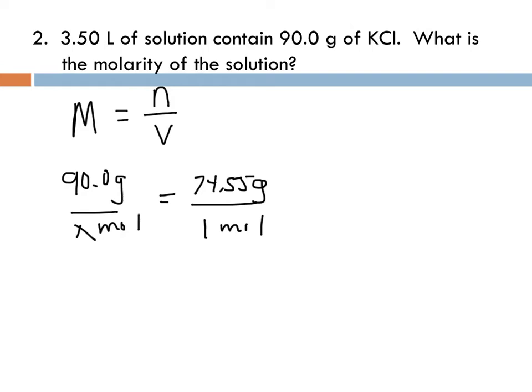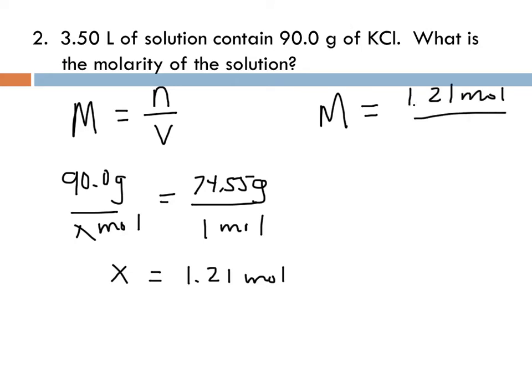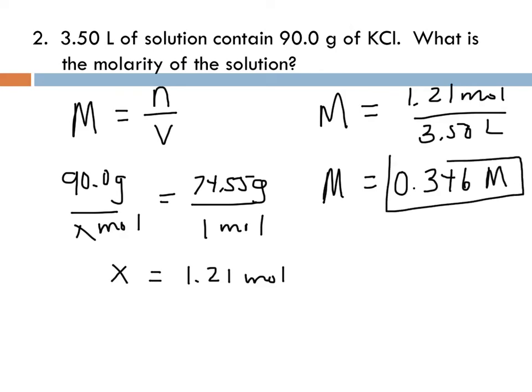90 grams is to X moles, as 74.55 grams is to 1 mole. 74.55 is the molar mass for potassium chloride. 1 potassium, 1 chlorine. This gives you 1.21 moles. Now that we have moles, we actually can calculate molarity. Molarity equals the moles of solute over the liters of solution. Our molarity is 0.346 molar. Again, another fairly dilute solution.